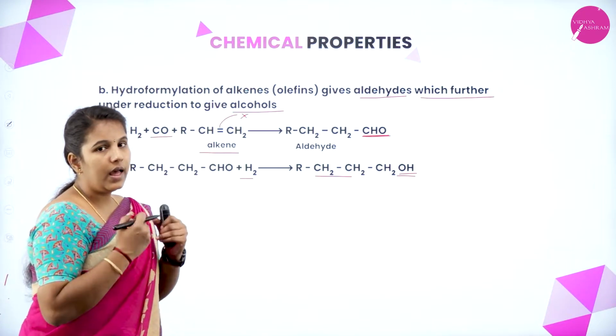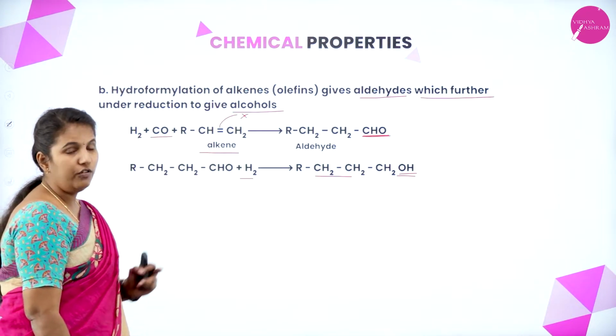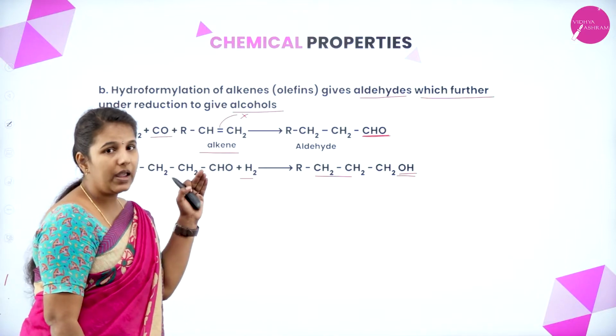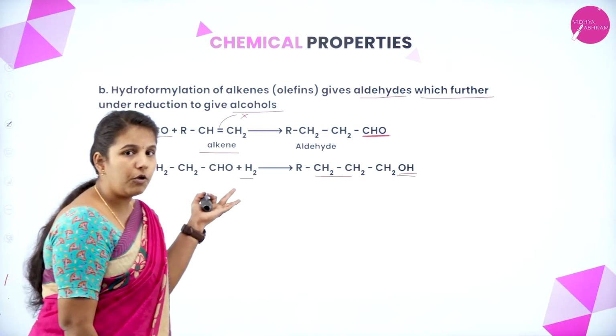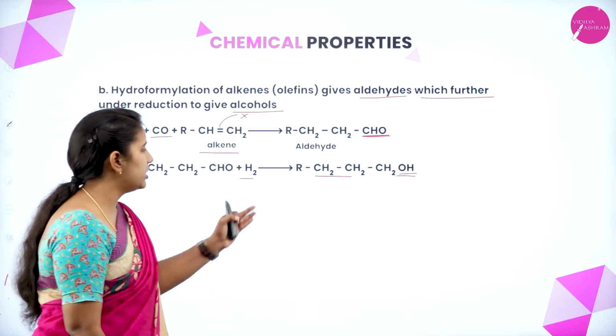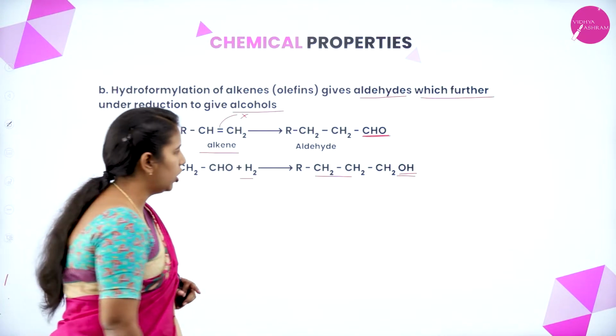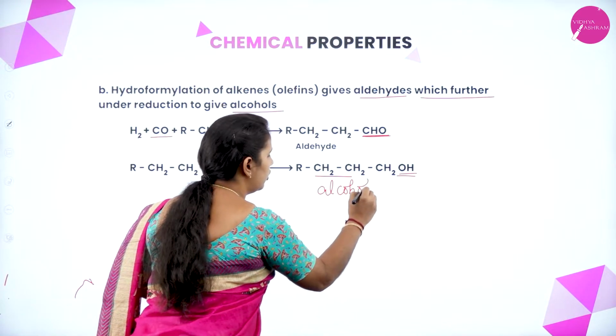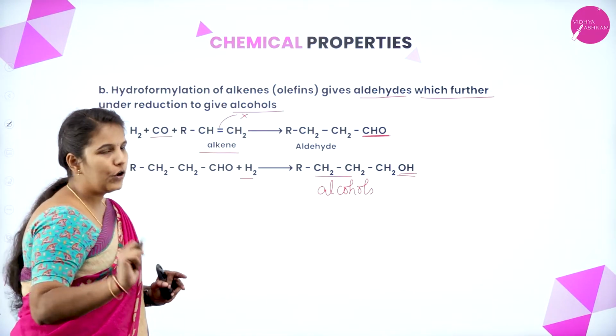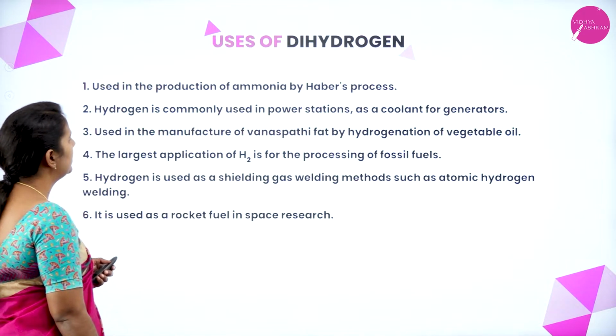This is how hydroformylation of alkene will be done. By using dihydrogen, it gives rise to the aldehyde, which upon further reaction with the dihydrogen gives rise to the alcohol. So, hope you all understood this reaction.